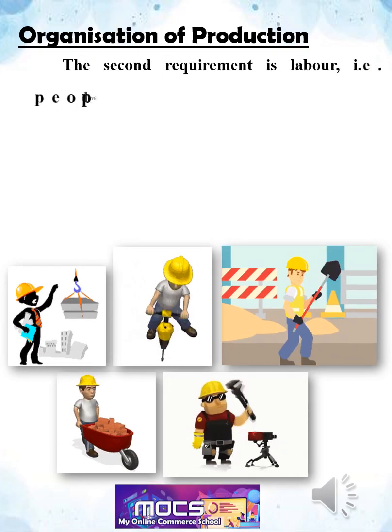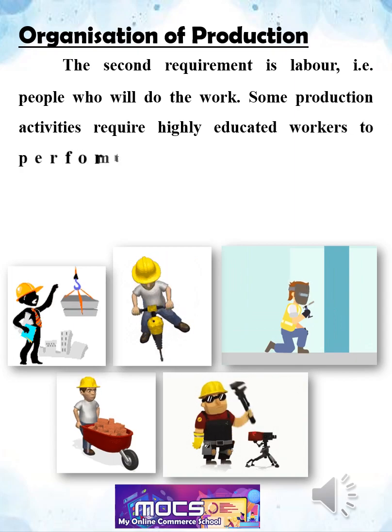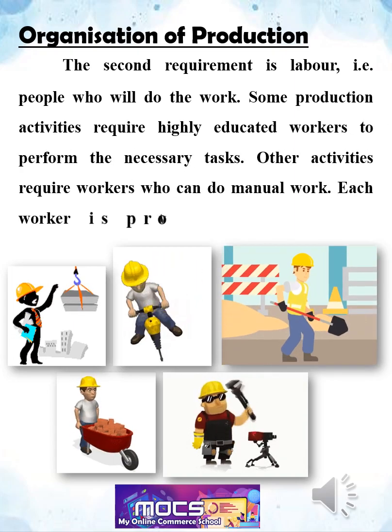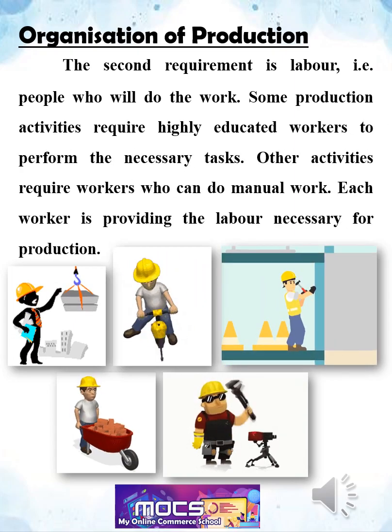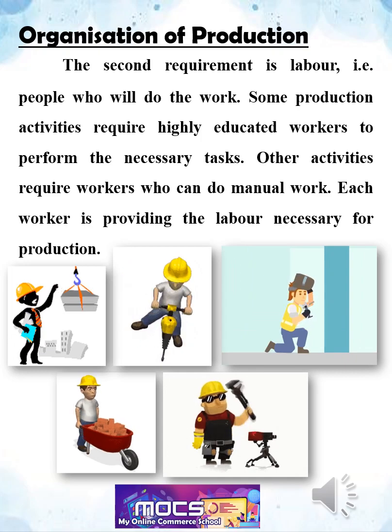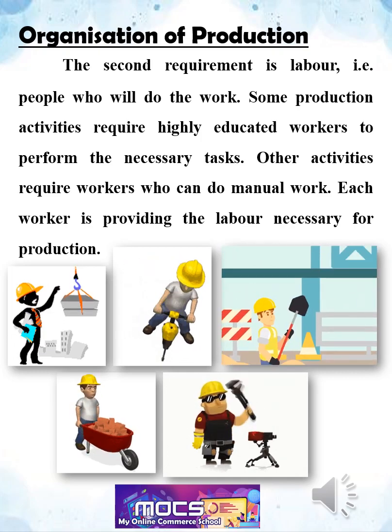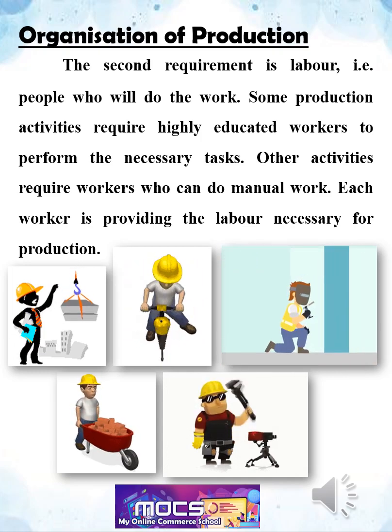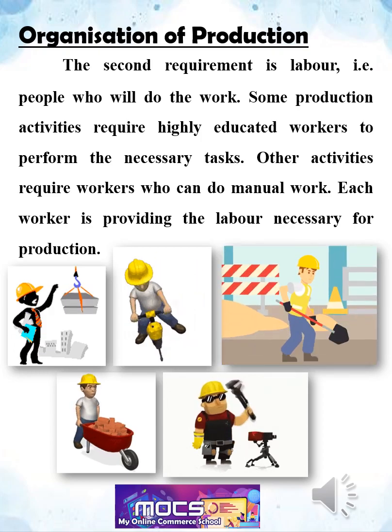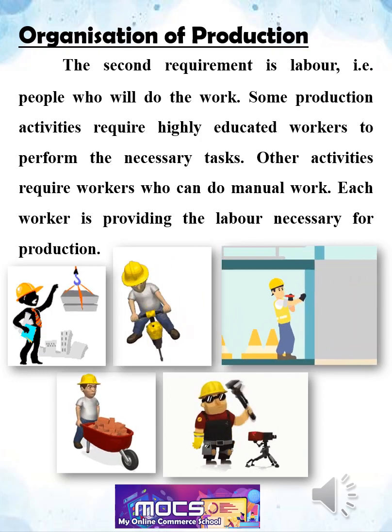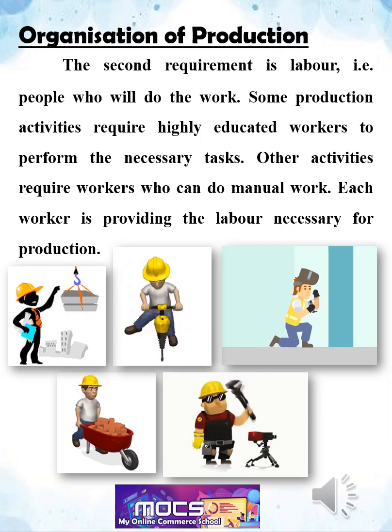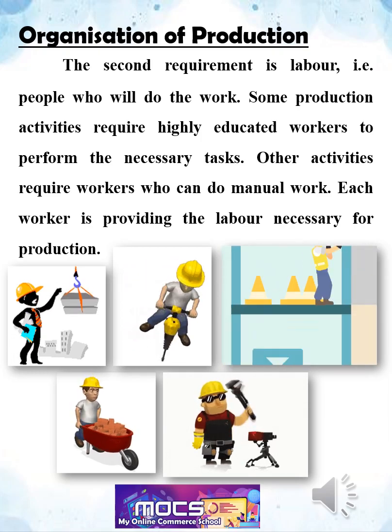The second requirement is labor, that is people who will do the work. Some production activities require highly educated workers to perform the necessary tasks. Other activities require workers who can do manual work. Each worker is providing the labor necessary for production.